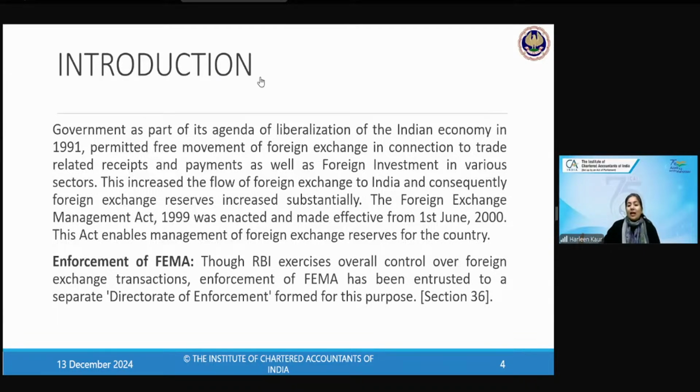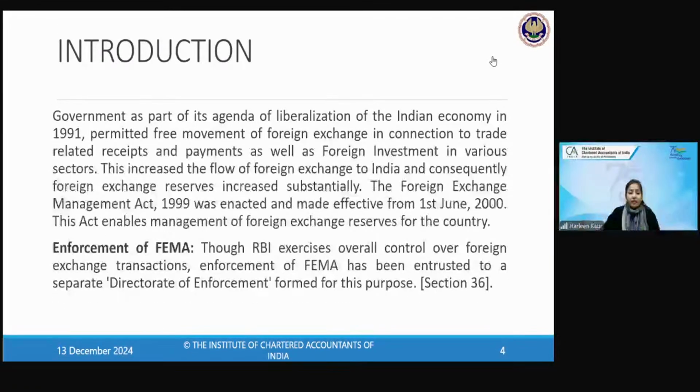Now, this act was enacted and made applicable on 1st June 2000. So it's a very new act. It has recently come into picture, from the year 2000, and it helps in the management of foreign exchange reserves of the country. RBI will have the overall control of the foreign exchange transactions. So why is RBI involved?